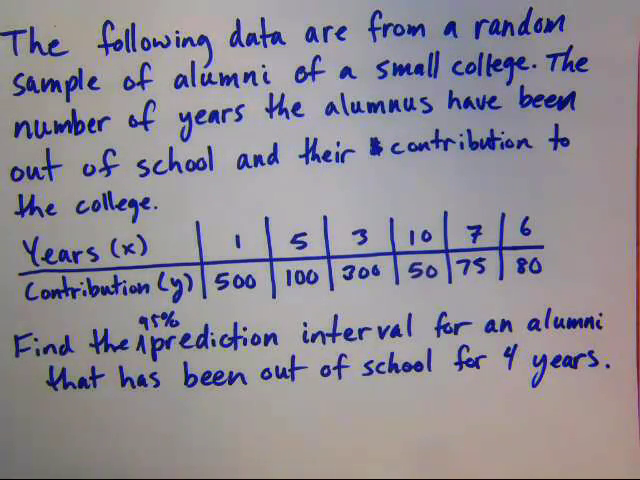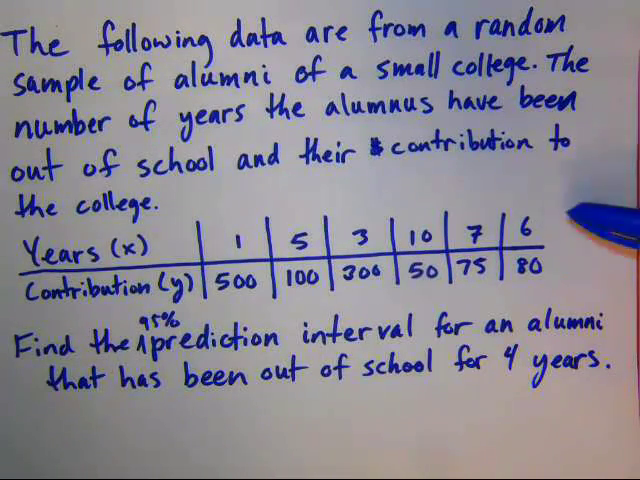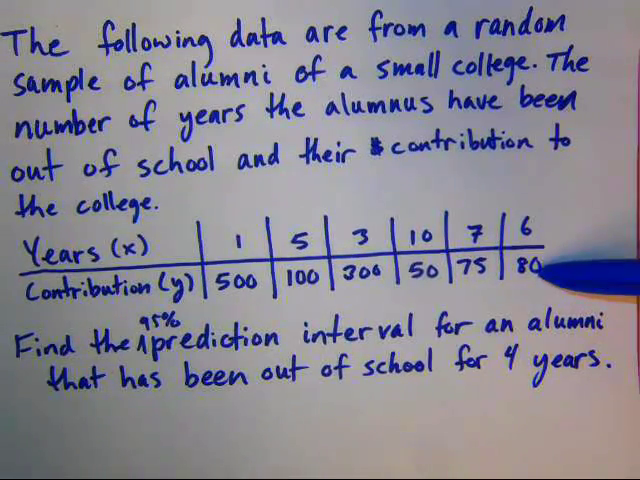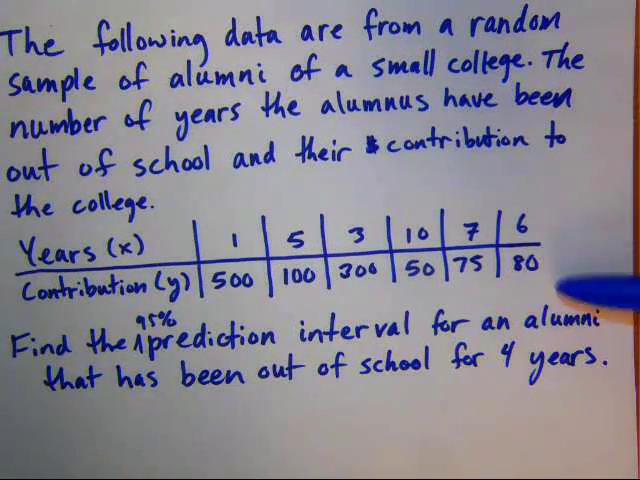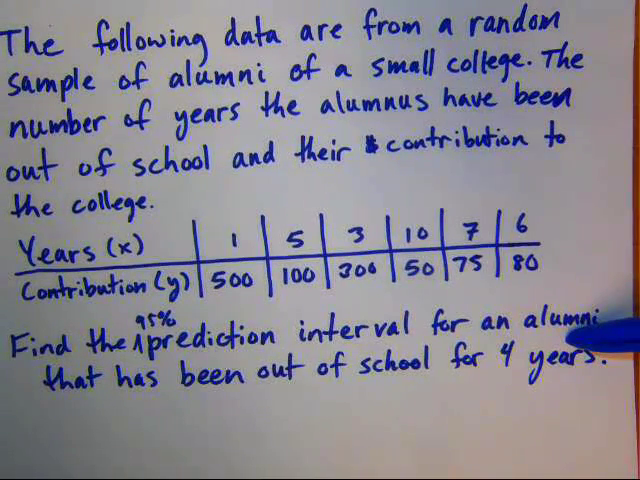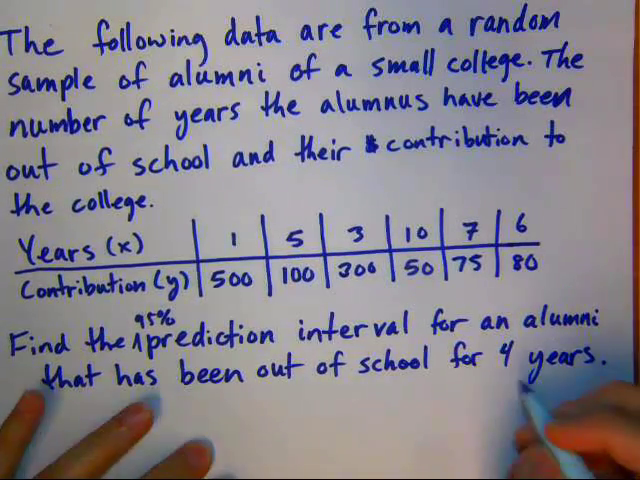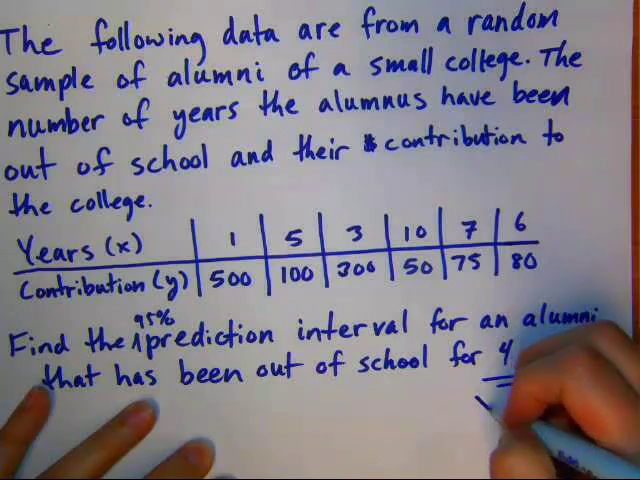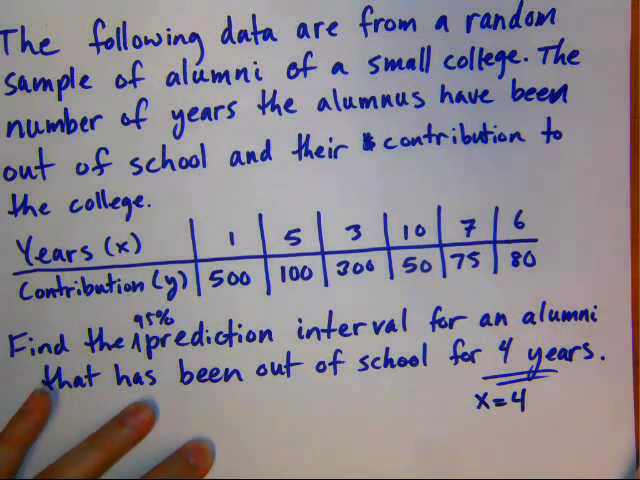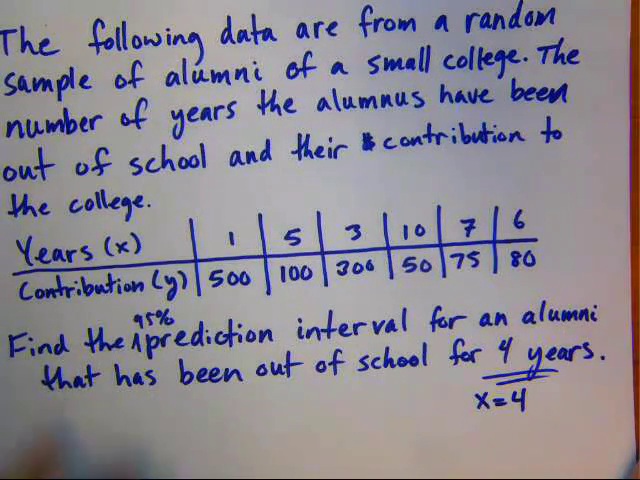So the following data are from a random sample of alumni of a small college. Here we have the years they've been out of school, and here we have their contribution in dollar amount to the school. We want to find the 95% prediction interval for an alumni that's been out of school for 4 years. So this part right here gives you the X value in our prediction interval formula.